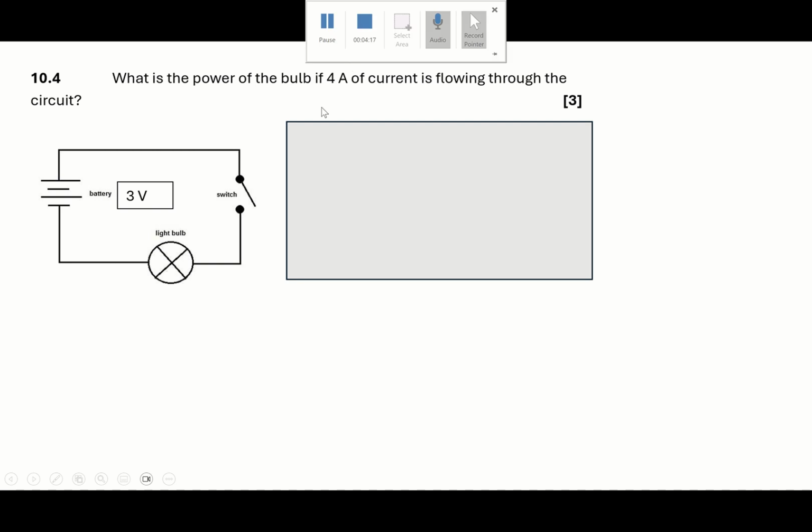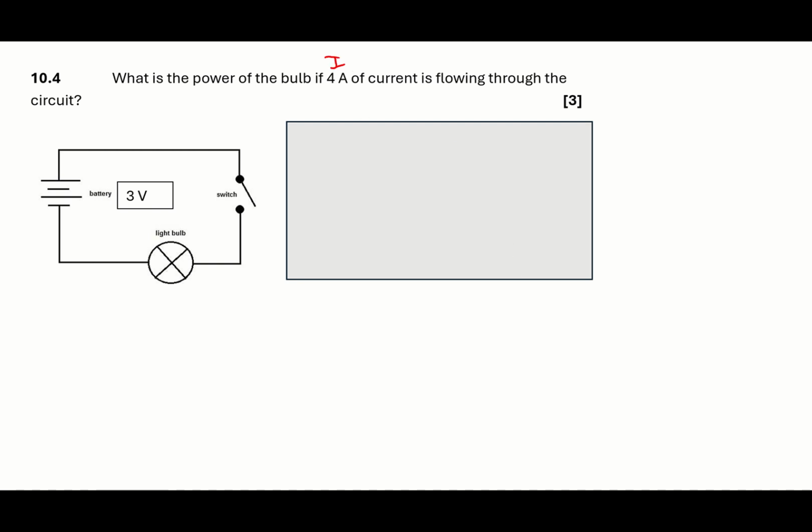The next one, what is the power of the bulb? If 4 amps, so I've got a current, I. I've got a voltage here, and it wants the power. So this is going to be P = I V. So going on to that one, P equals I times V, 4 times 3, 12 watts, 12 joules per second.